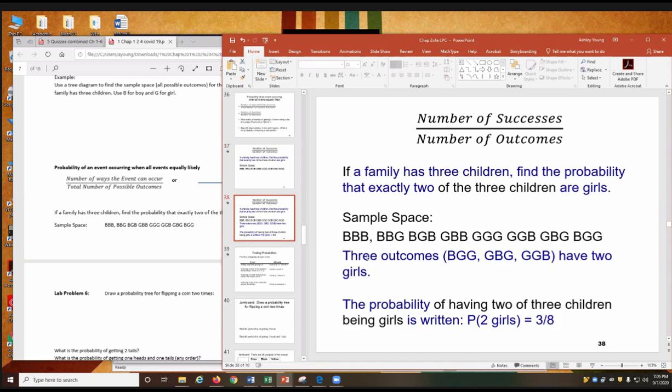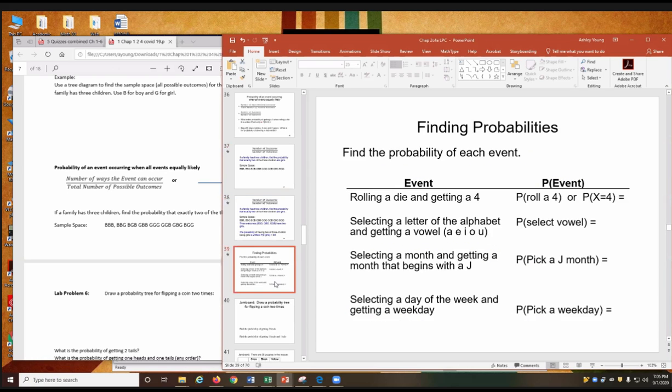Here it is, a little bit prettier. Finding probabilities. All right, I need everybody to take 30 seconds and try to figure these out. There are 26 letters in the alphabet. Chat me your answers to these. Maybe a minute, I'll give you guys a minute. Have most of these. So probably relay 4 is 1/6.